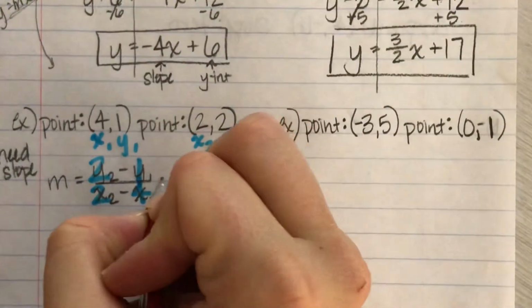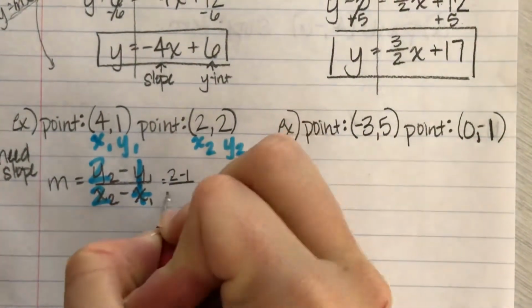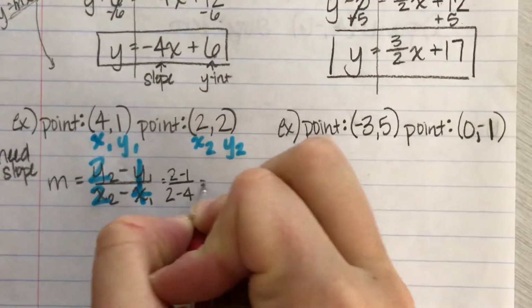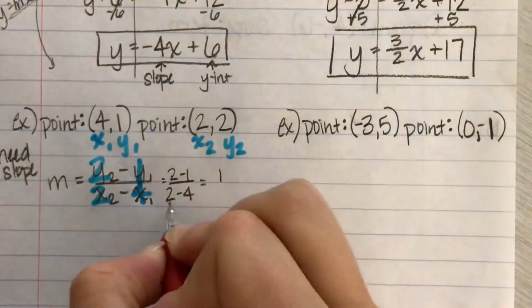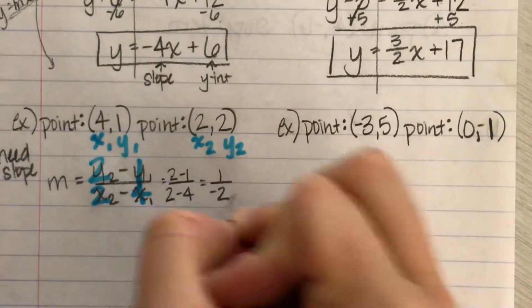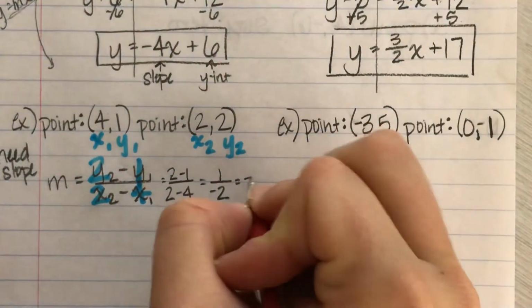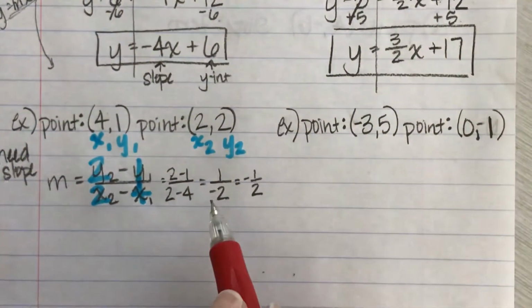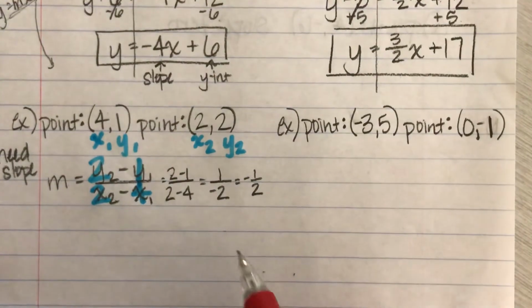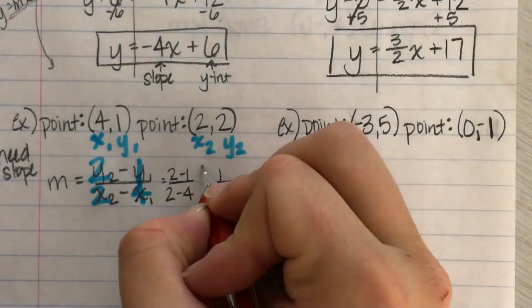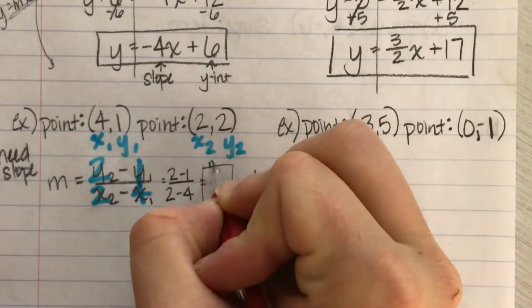2 minus 1, I'll write this out clean, 2 minus 1 and 2 minus 4. 2 minus 1 is 1. 2 minus 4 is negative 2. So that gives me a slope of negative 1/2. It doesn't matter if you move that negative out to the side or up in the top. That is my slope.